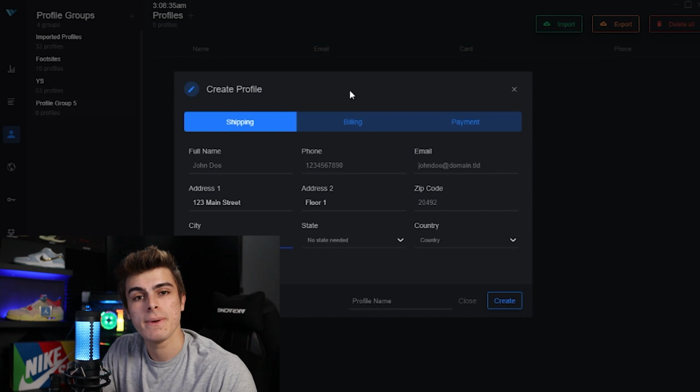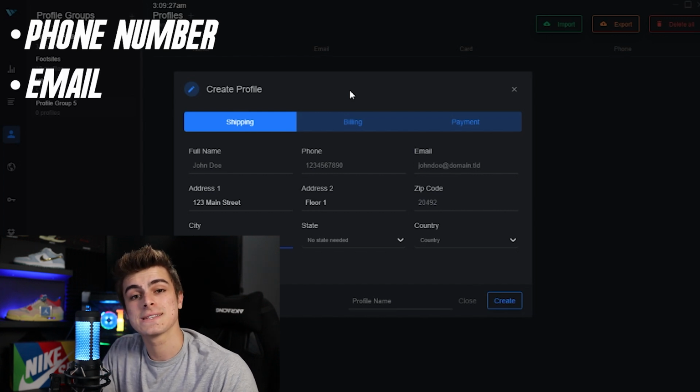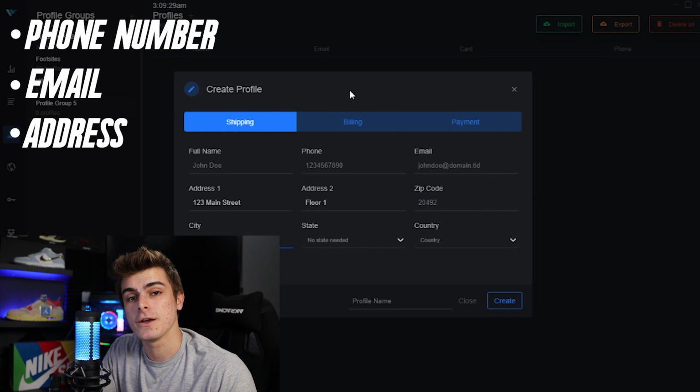For every profile that you make, there's 4 things that you want to be unique in each one. The first is going to be the phone number, the second is going to be the email, the third is going to be the address jig, and the fourth is going to be the card that you're using.